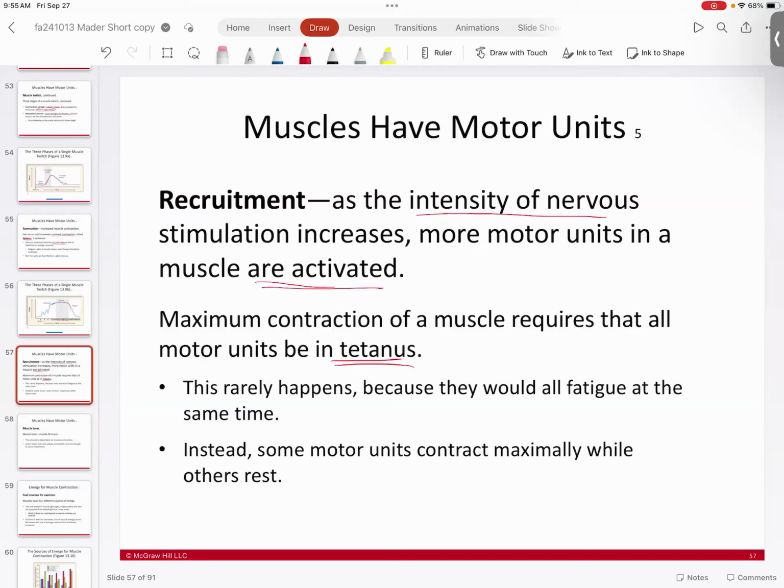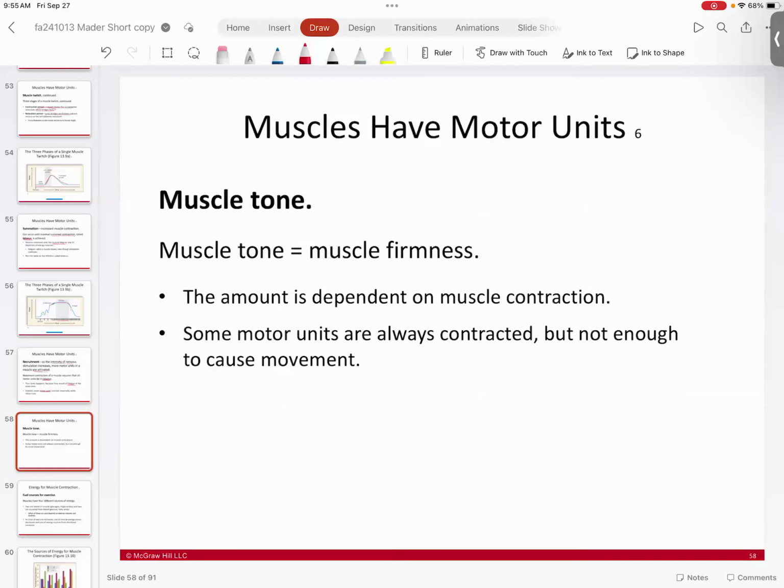Now, this doesn't usually happen because they would all fatigue at the same time and you would have no more muscle movement, right? Instead, what happens is they swap back and forth between motor units. So one motor unit will contract while the others rest. And then that one will come off duty and then another one will take its shift. And so your muscles actually rotate between motor units to basically maintain constant tension.